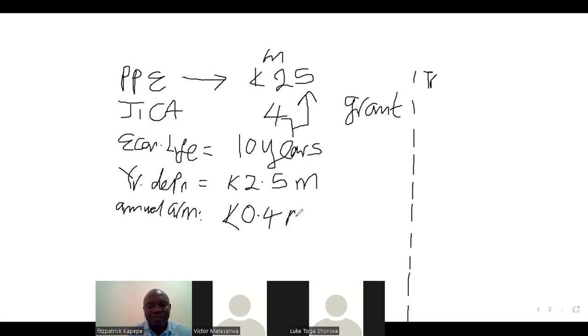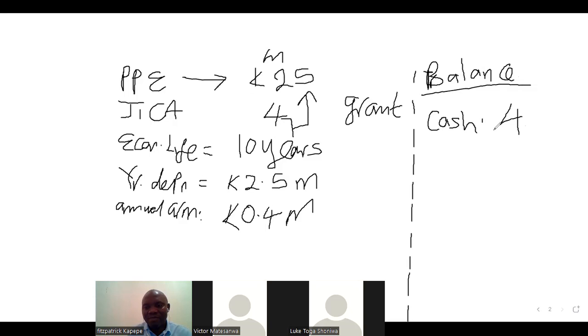$0.4 million per year. So this is what is going to happen: in the balance sheet, or in the system before the year end, so to say, you will have cash from this particular grant of 4 million.